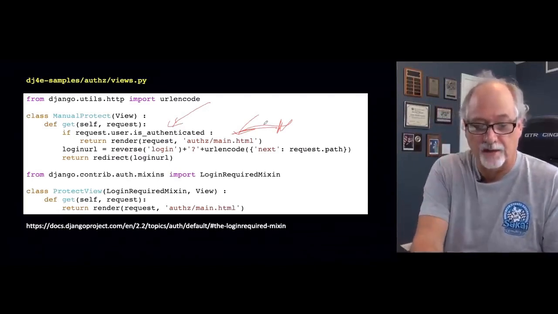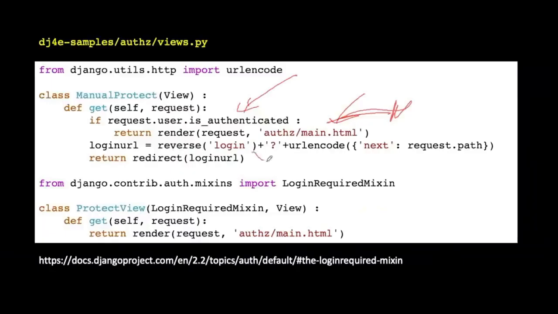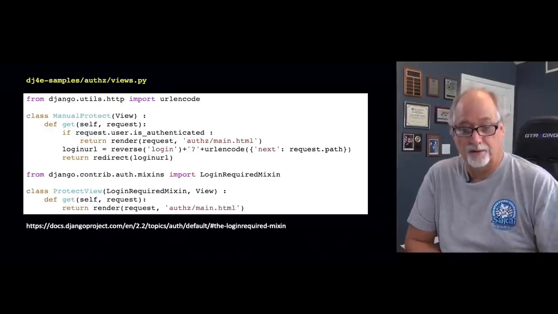If you're not authenticated, then I'm going to construct a login URL by calling reverse, looking up the URL for login, adding a question mark, and then adding the request path, which means wherever we're at, come back to it. So that's the next, and that's going to put next equals the path. And then instead of returning a render, we return a redirect and say, okay, go to the login URL. So the way this is going to work is, it's going to come in once, right? You're not logged in, so it's redirecting. It's going to go out, but then it's going to come in back again, and this time the user is logged in, so it's going to show you the page. So you end up going through this twice.